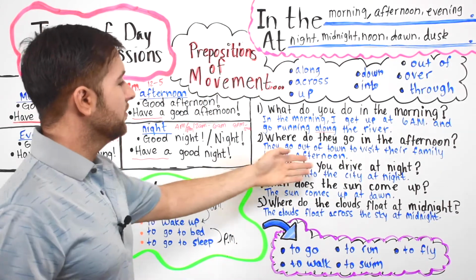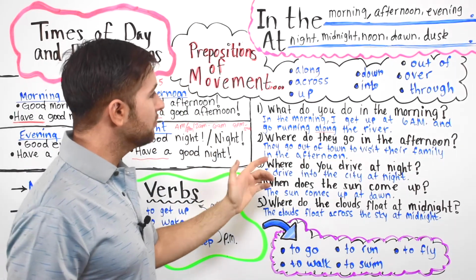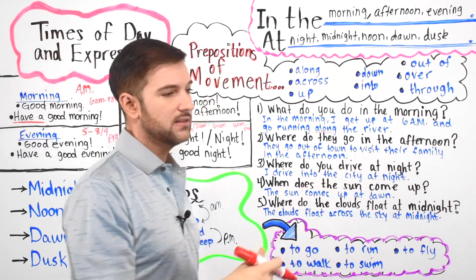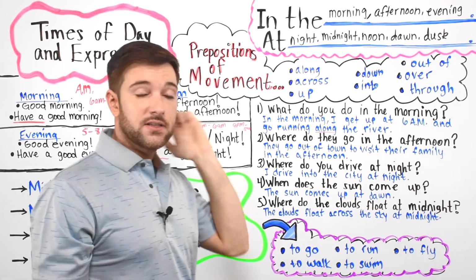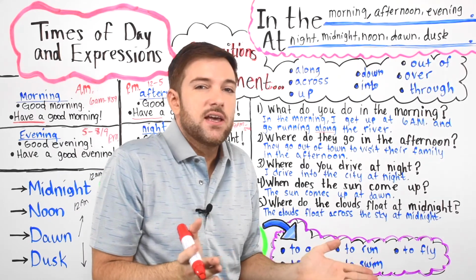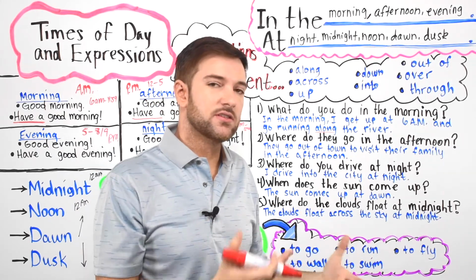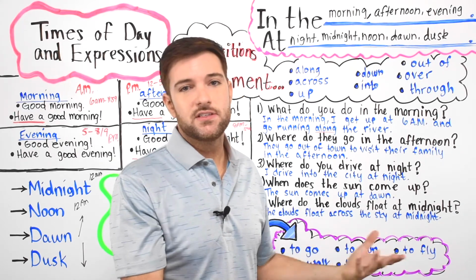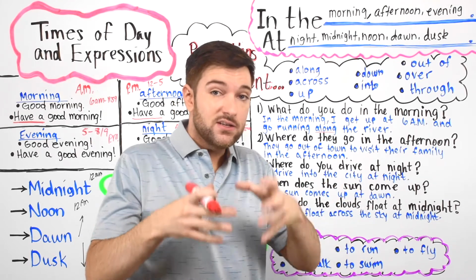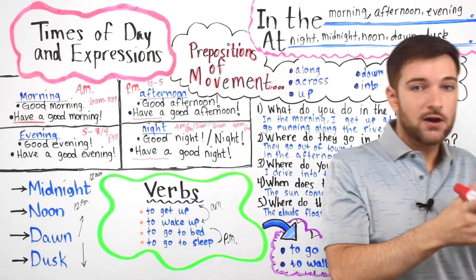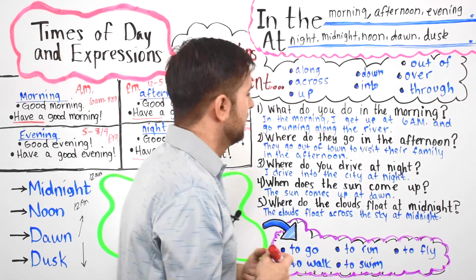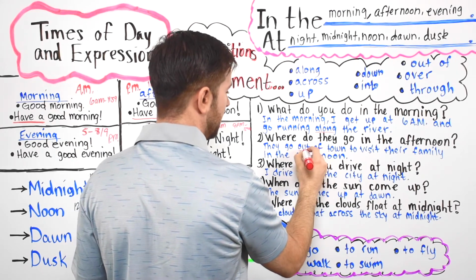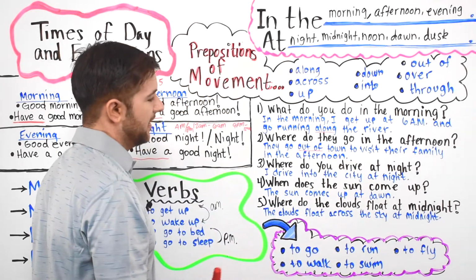Number two, where do they go in the afternoon? They go out of town to visit their family. So let's say they live in any town. Let's say they live in Los Angeles or they live in New York City. They go out of New York City and they go to Boston to visit their family. So they're not in New York City. They are out of New York City. You understand? So where did they go in the afternoon? They go out of town to visit their family in the afternoon.